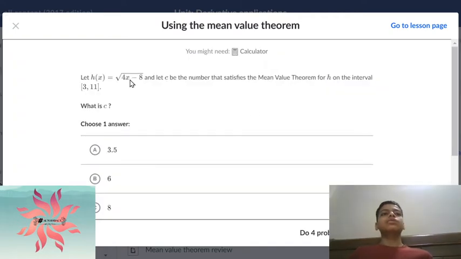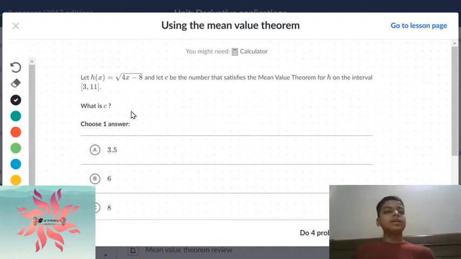Let h of x equal the square root of 4x minus 8. Let c be the number that satisfies the mean value theorem for h on the closed interval 3 to 11. What is c? Let's see what is equal to c.